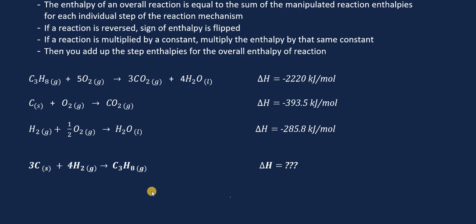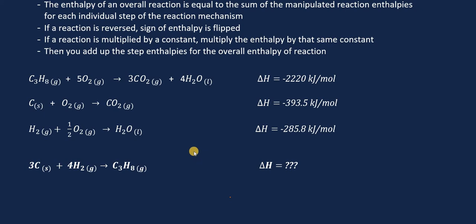Essentially, you're going to have an overall reaction that is generated by a series of reaction steps called your reaction mechanism. And each of those reaction steps has its own enthalpy of reaction. And you're going to manipulate those reaction enthalpies for each of your steps, add them up, and that will give you the overall enthalpy of reaction for your overall reaction.